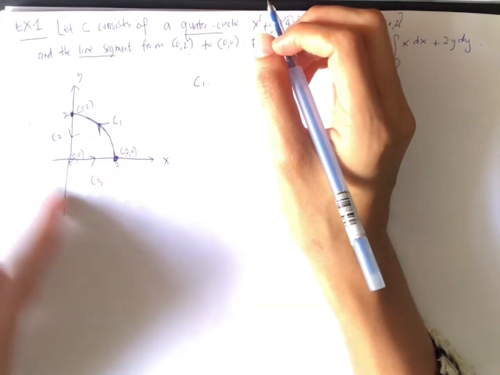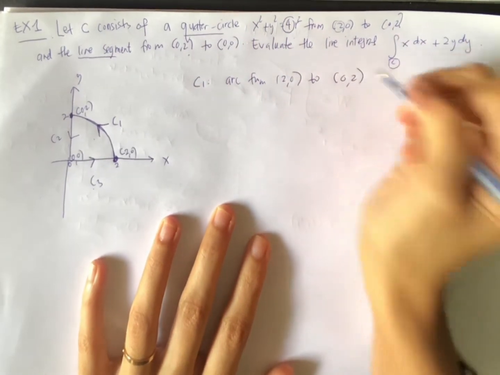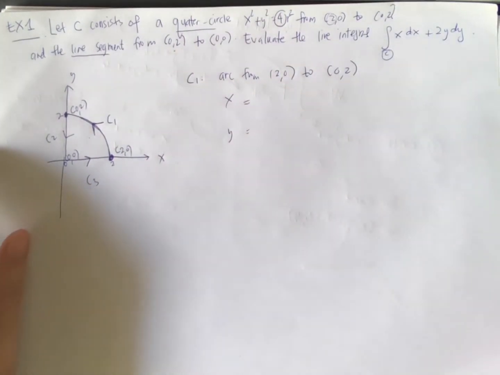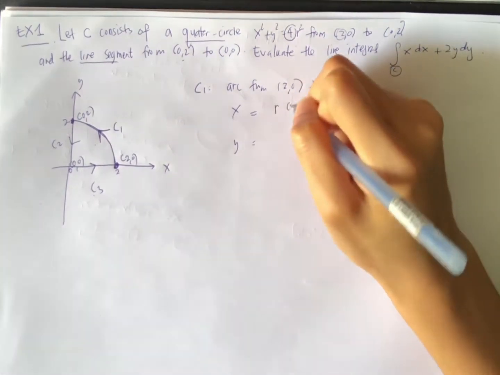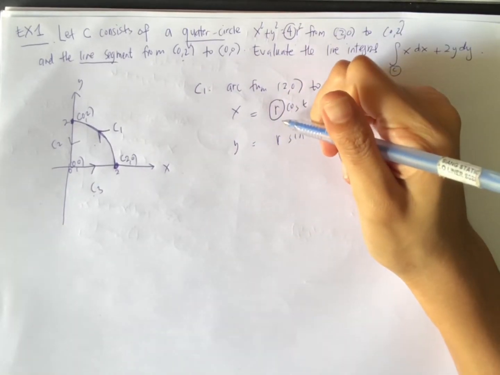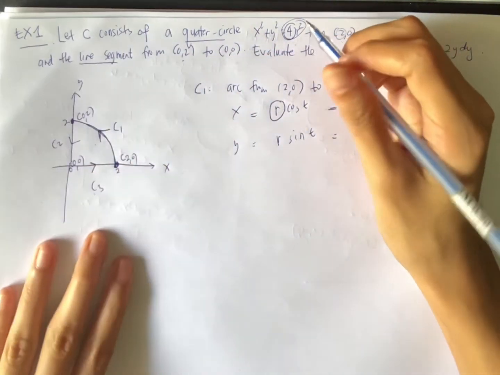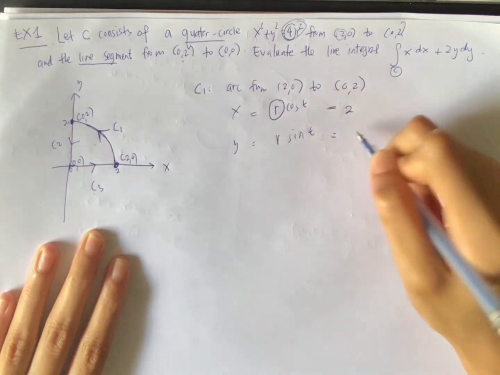C1 is a circle, an arc from (2,0) to (0,2). Now you need to do a substitution for x and y. Keep in mind that this is counterclockwise. So your x must be equal to r cos theta and y is r sin theta. What is your r? r stands for radius. You get your radius from the equation itself and also from the graph, the length from the origin to the point. So the radius is 2.